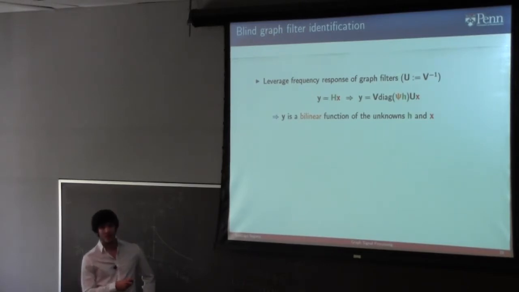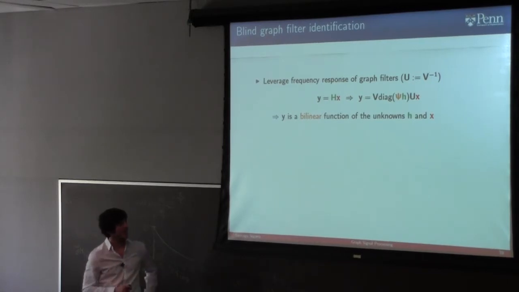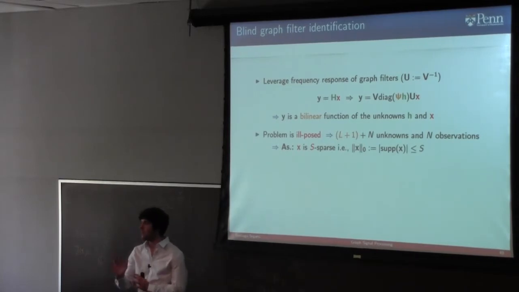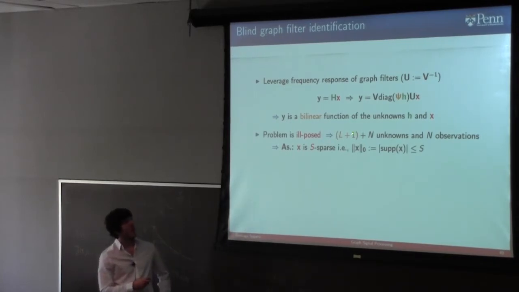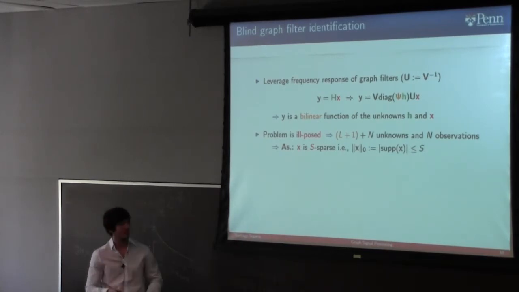But observe that Y, that is what we are observing, is a bilinear function of H and X. Okay, it's a bilinear function. It's non-convex, but it is bilinear. Okay? We're not that bad. However, the problem is ill-posed if we think that X can be full. Why? Because we have L plus 1 plus N unknowns. So L plus 1 unknowns in H, N unknowns in X, and we have just N observations, which is Y. Okay, so if we do not enforce sparsity here, we are lost. Okay, we will never be able to solve this.